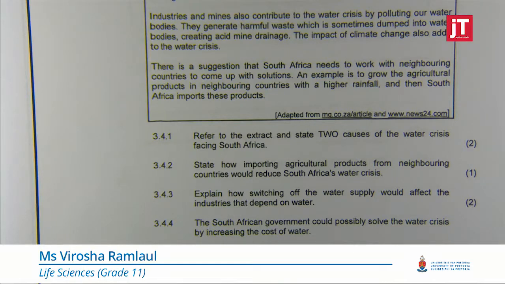So instead of saying poor infrastructure, that is basically wasting water. Go with the ones you know. Pollution and climate change. And it's there, it's in the passage there. State how importing agricultural products from neighboring countries will reduce South Africa's water crisis. How many marks is that? So you have to take all the information that you have in your head and put it in one sentence. And since Chris has so much to say, Chris.